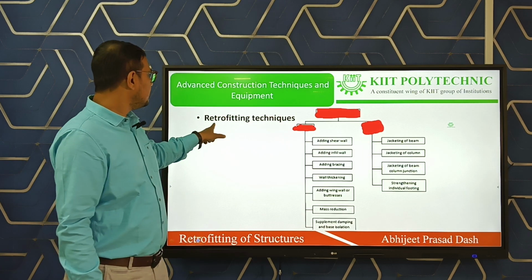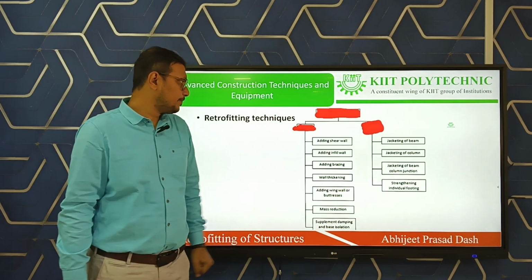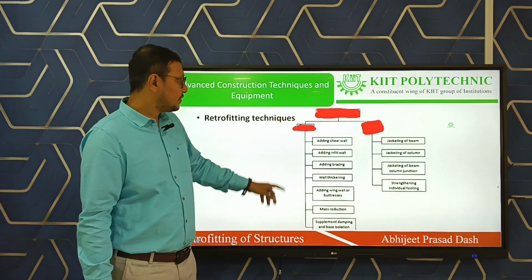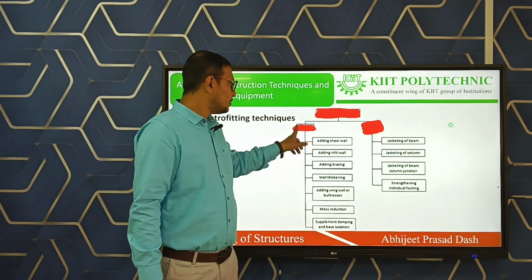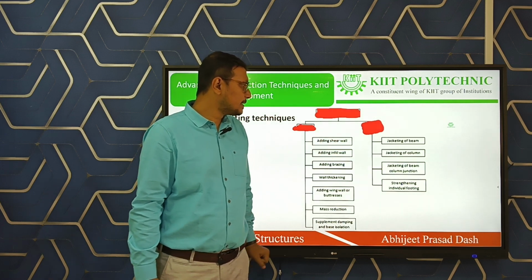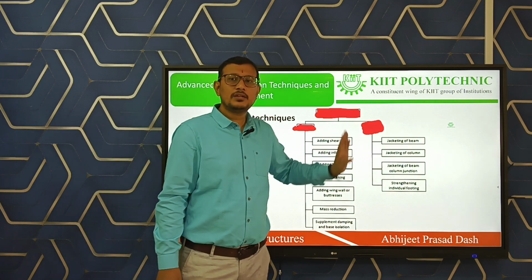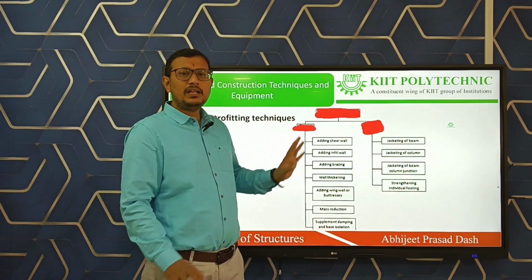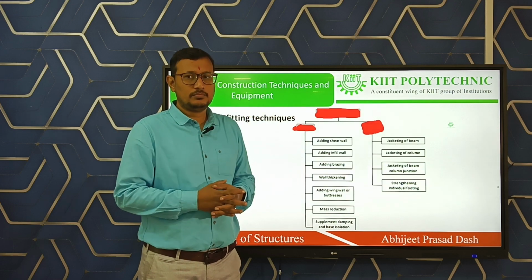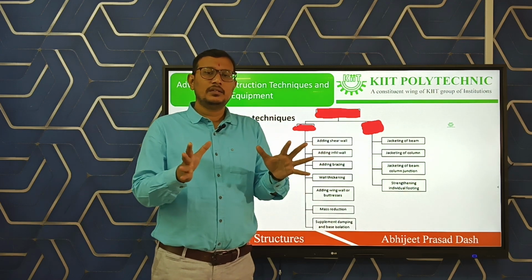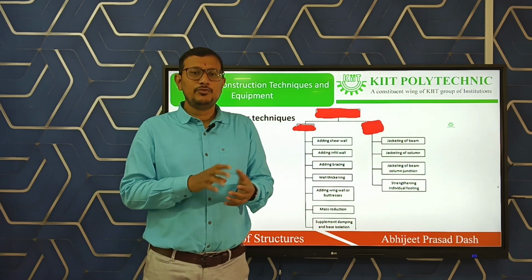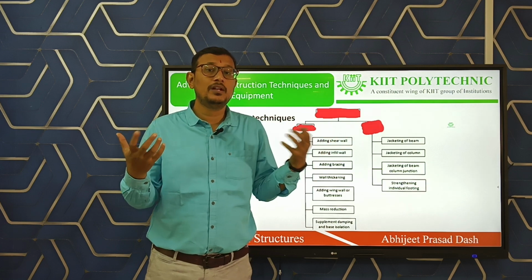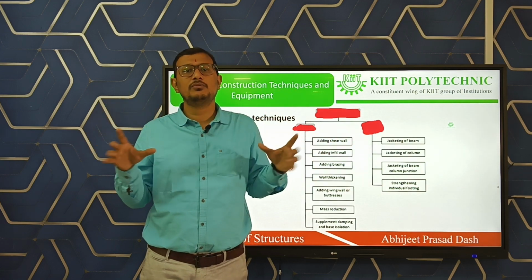So now you see the retrofitting techniques. There are several retrofitting techniques. First of all is global retrofitting techniques, and the second one is local retrofitting techniques. Global means as a whole of a structure, so think that it is a building. If you are retrofitting the total building, then it will be called global retrofitting. Every component of the structure will be retrofitted.